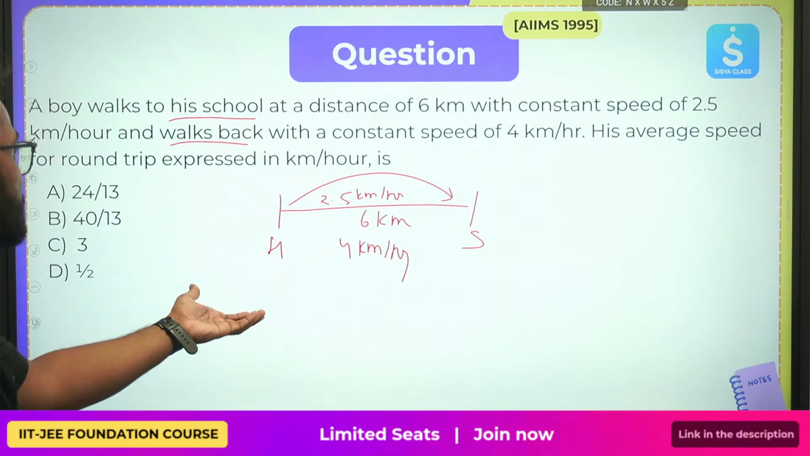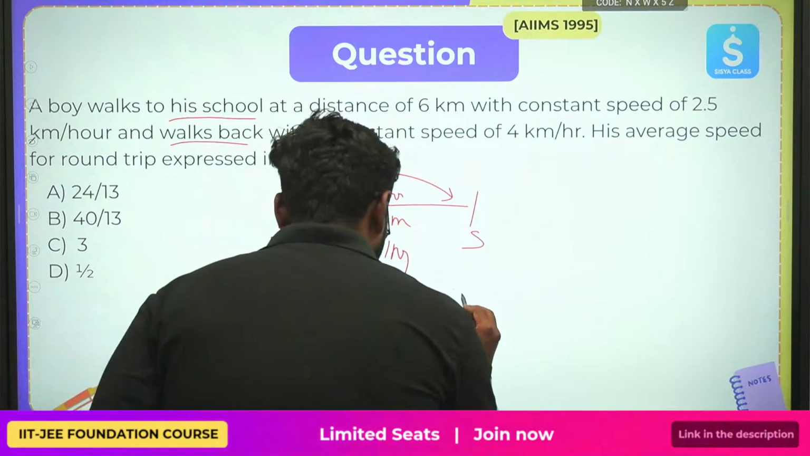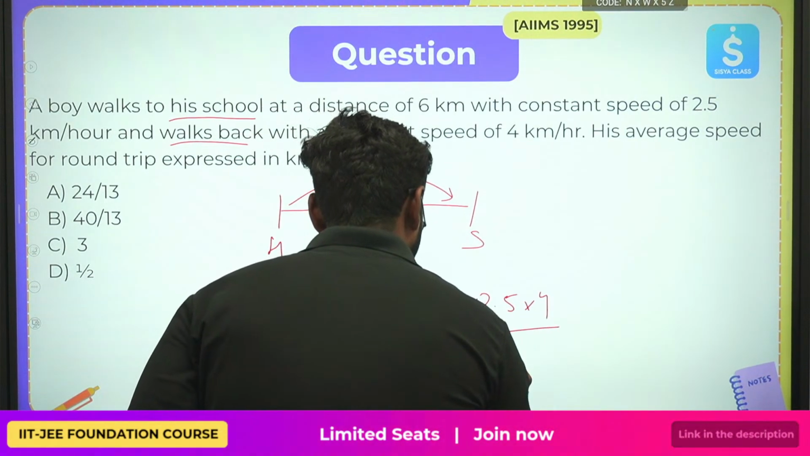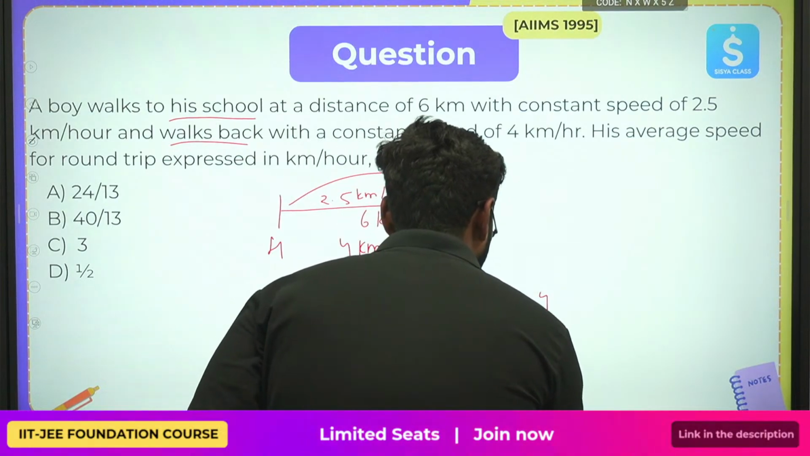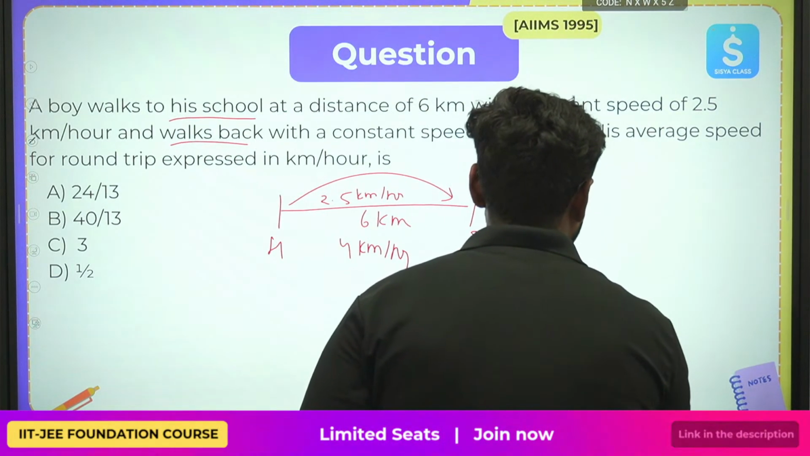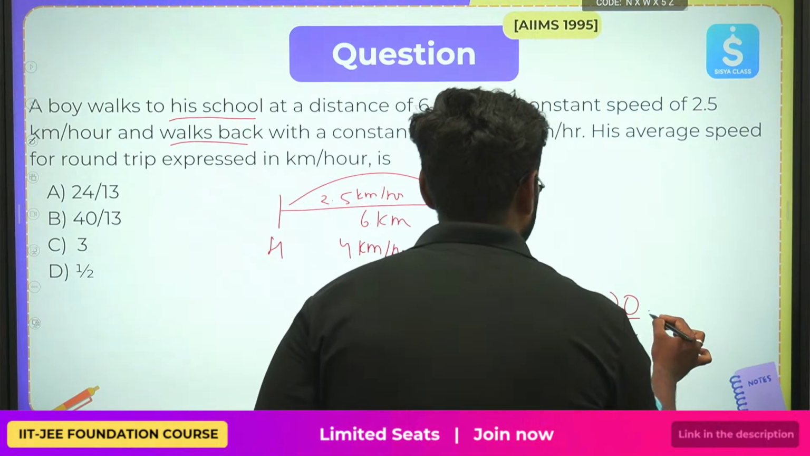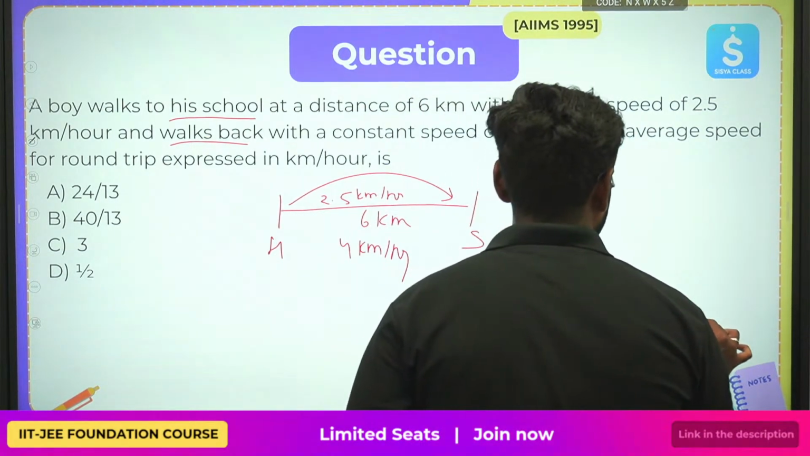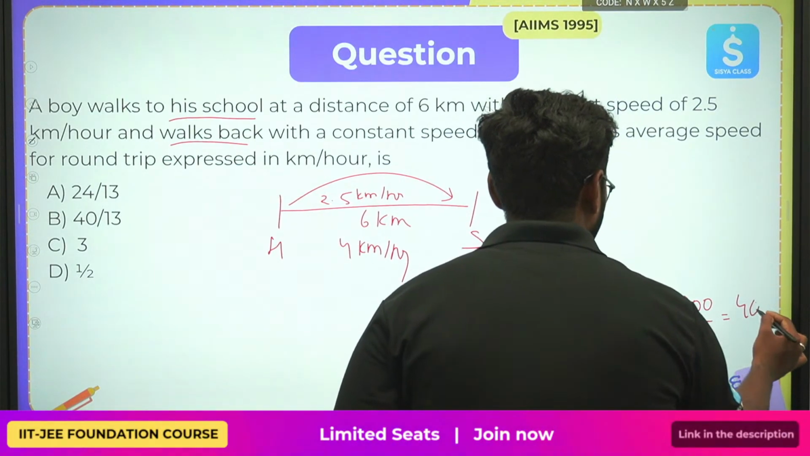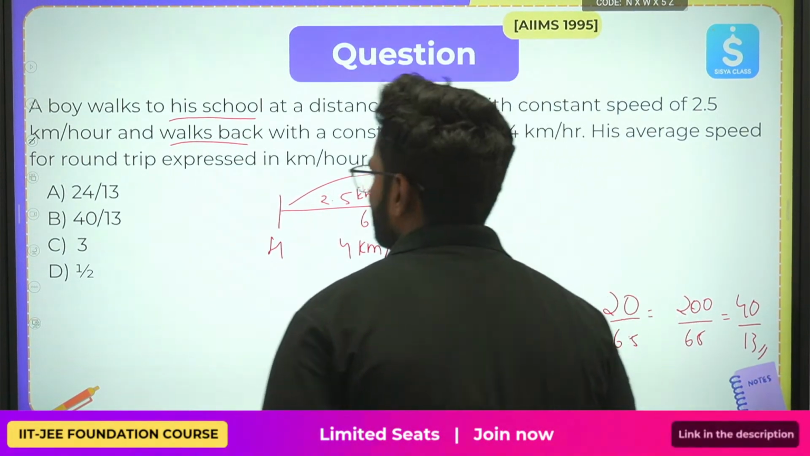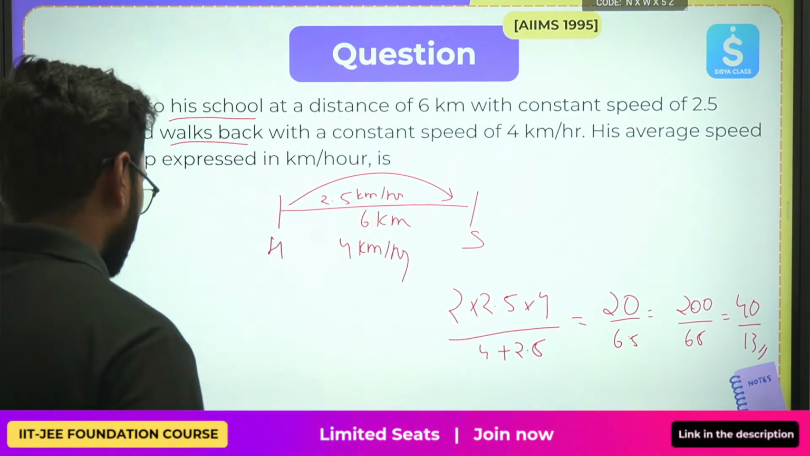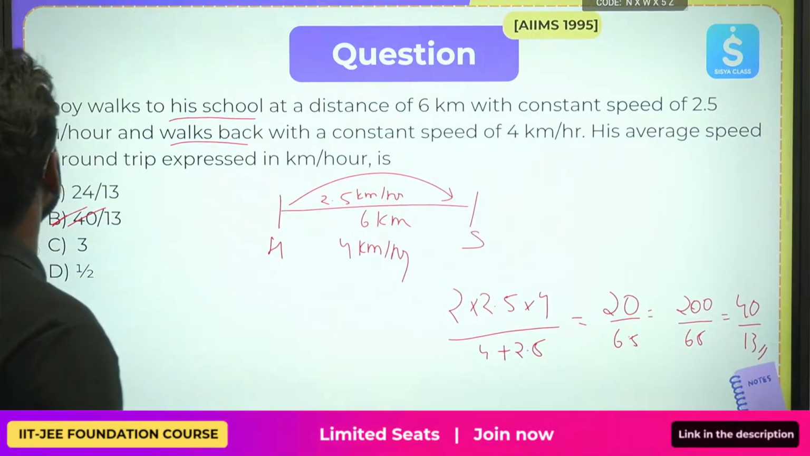And you can find that the average speed would be 2 into 2.5 into 4 upon 4 plus 2.5, which is 5 into 4 is 20, 20 upon 6.5, which would be 200 by 65, that is 40 by 13. This is an extremely formula-related question. That's it, right? Now coming to the next question.